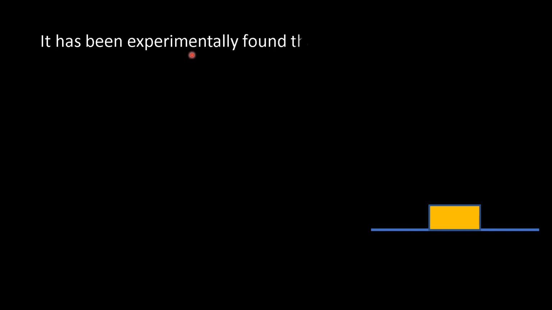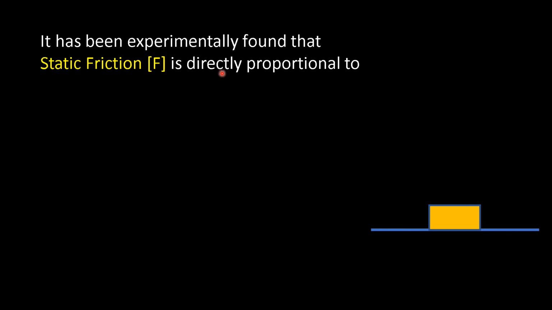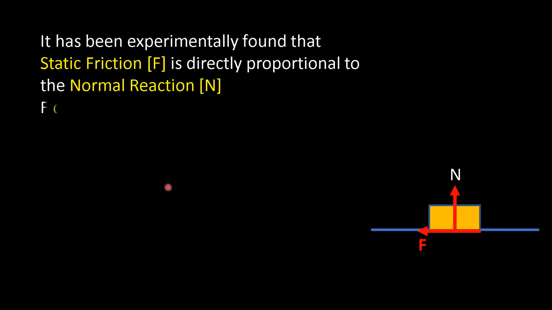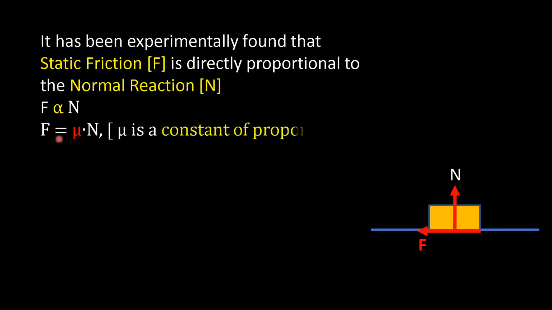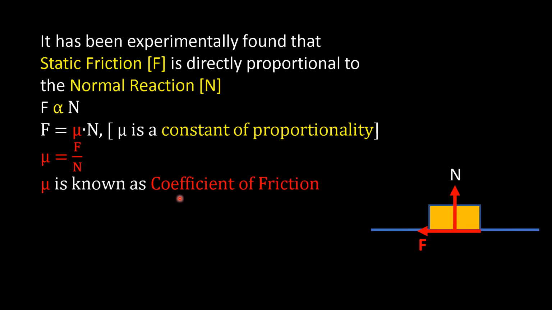It has been experimentally found that static friction F is directly proportional to the normal reaction N. So we write F ∝ N, that is F = μN, where μ is a constant of proportionality. We write μ = F/N, where μ is known as the coefficient of friction.